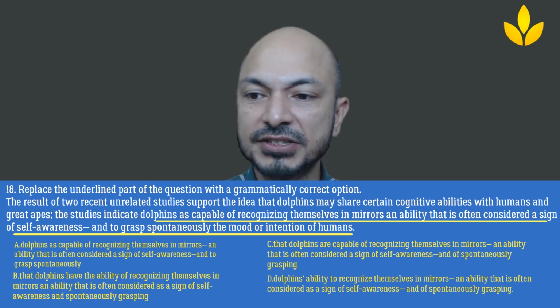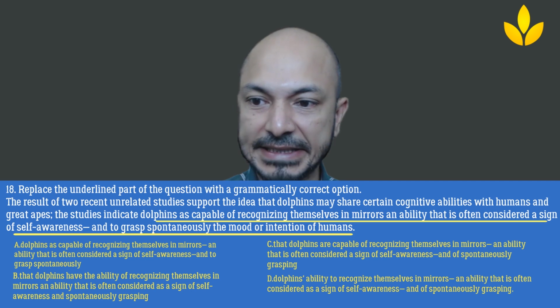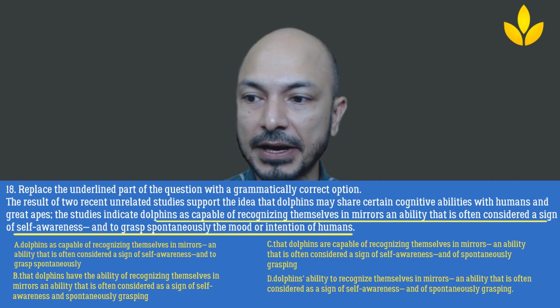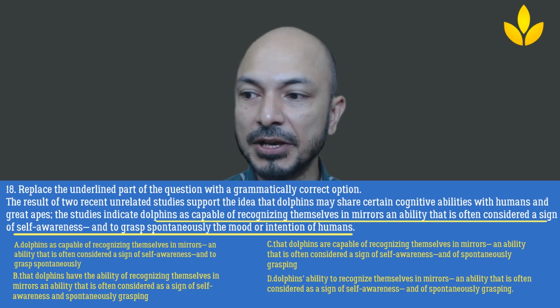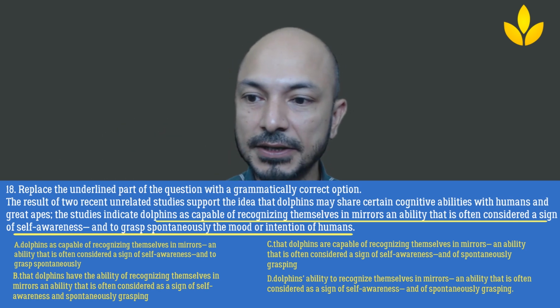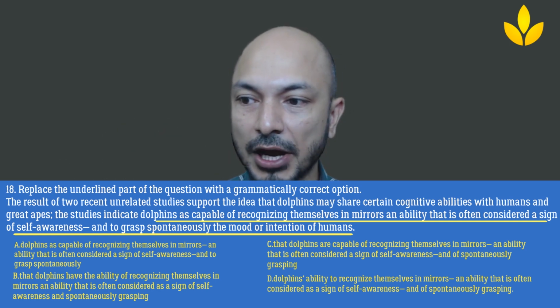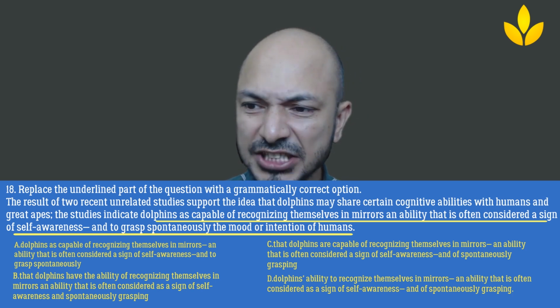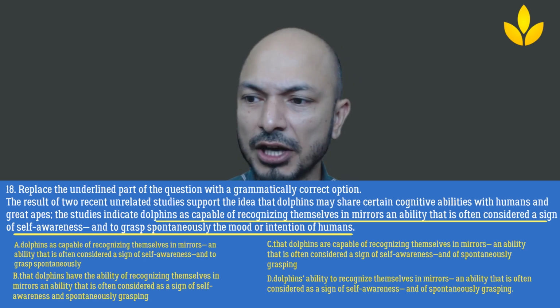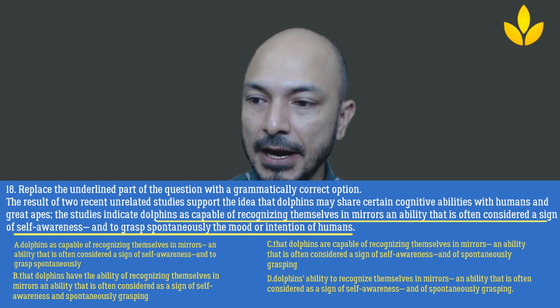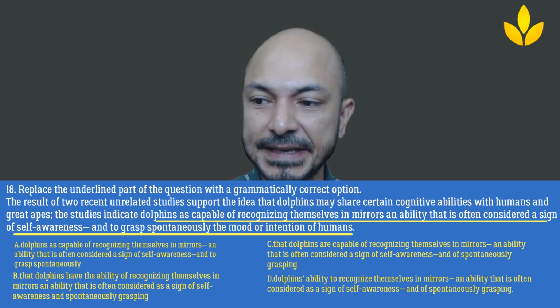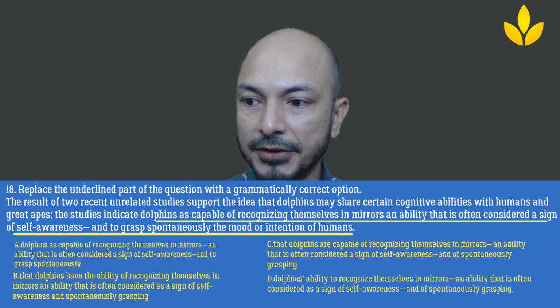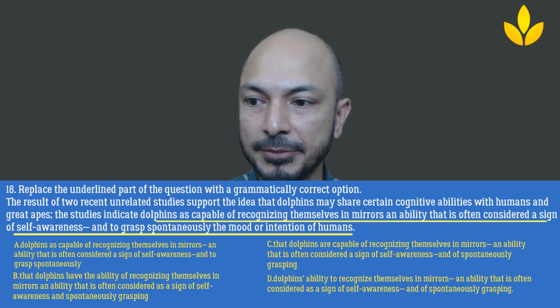So number A says, dolphins as capable of recognizing themselves in mirrors, an ability that is often considered a sign of self-awareness and to grasp spontaneously over here. The last bit over here, which says and to grasp spontaneously, it doesn't really flow well. We should be saying and spontaneously grasping. So we will not go with option A. We will eliminate option A.